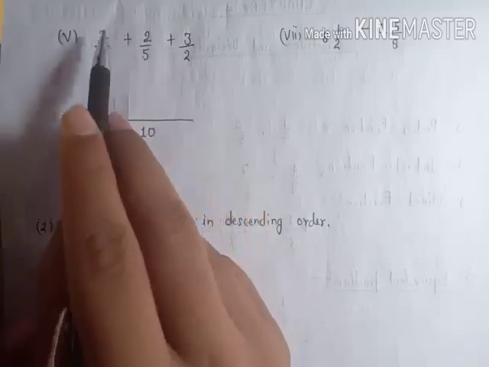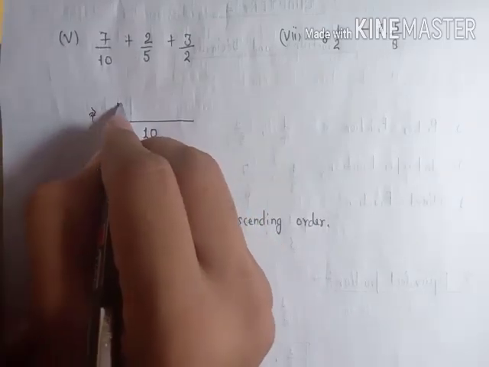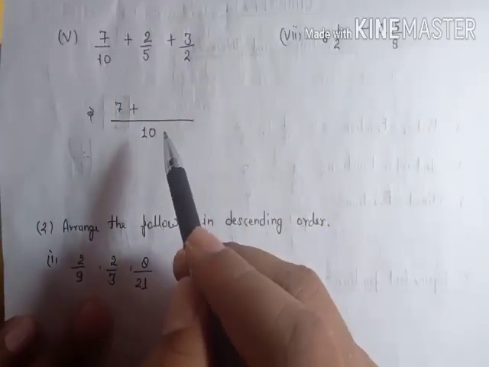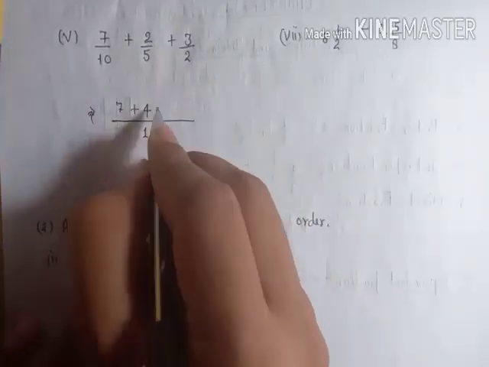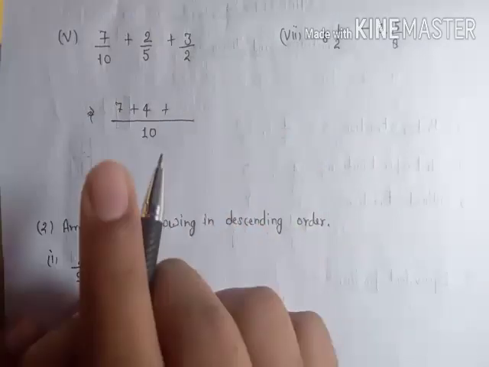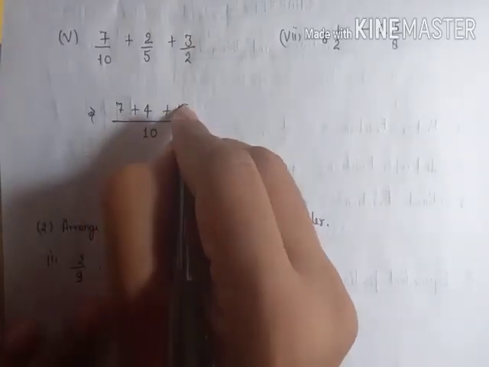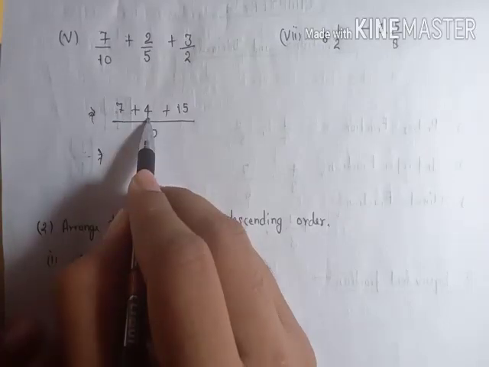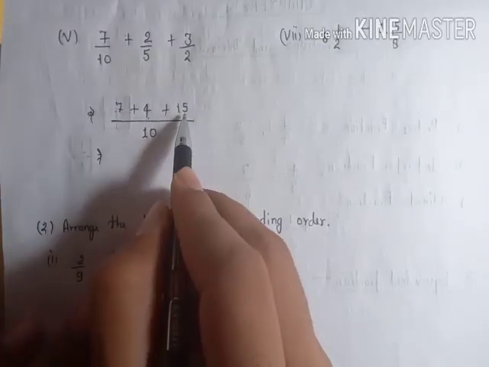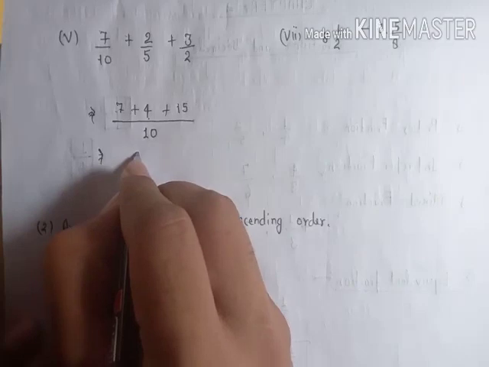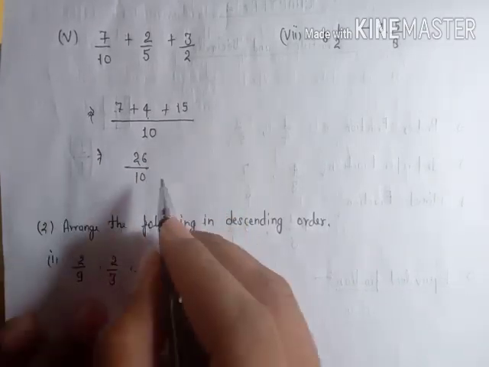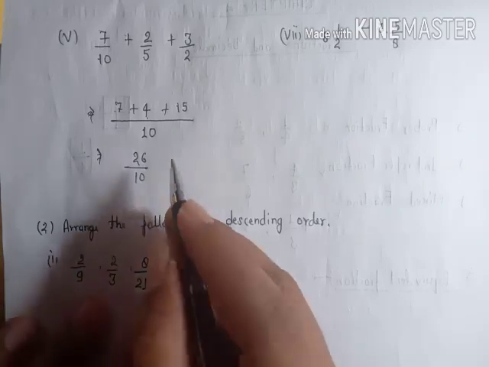1 is multiplying with 7, and your result is 7 there. Plus 5 twos are 10, 2 twos are 4, plus 2 fives are 10, 5 threes are 15. And now when you add, 7 plus 4 becomes 11, 11 plus 15 becomes 26. So right here 26 upon 10. What type of fraction is this? This is an improper fraction.